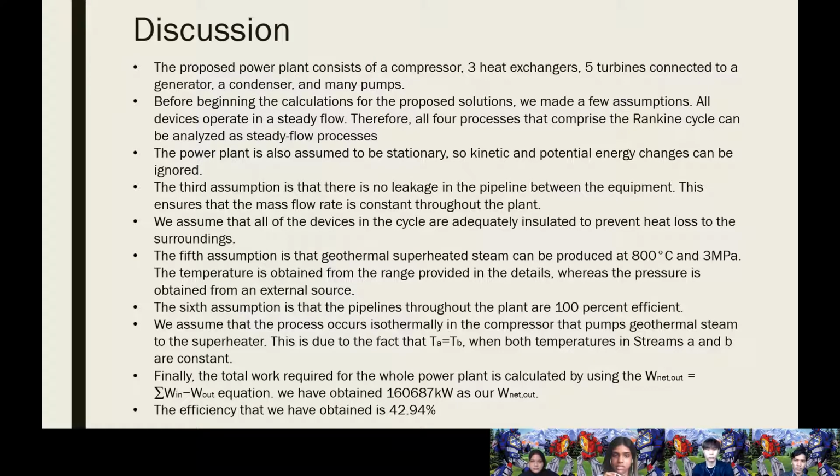We assume that the process occurs isothermally in the compressor that pumps geothermal steam to the superheater. This is due to the fact that TA equals TB, when both temperatures in stream A and B are constant. Finally, the total work required for the power plant is calculated by using the formula where we have obtained 160,687 kilowatt as our W net out. The efficiency that we have obtained is 42.94%.